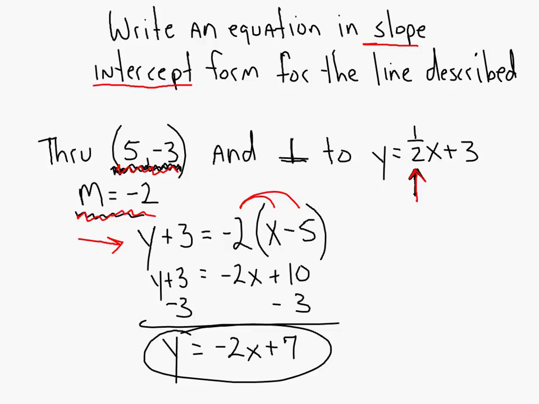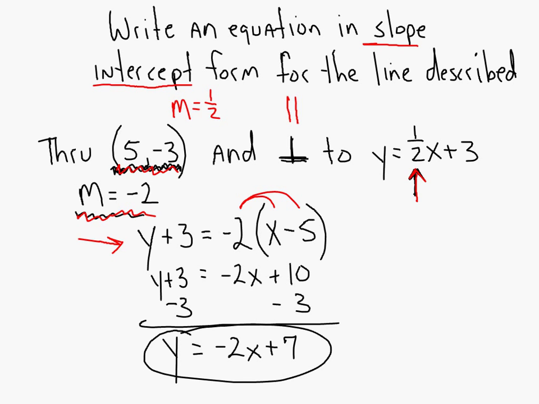So if it's parallel, we just keep the same slope? That's a great question. If they had asked you to write an equation of a line that is parallel to y equals 1/2 x plus 3, what would the slope be? It would be 1/2. The slopes would be the same. If they ask you to write an equation of a line that's perpendicular to the given line, then you use the negative reciprocal of the given slope. Well done. Nice question. Any other questions?